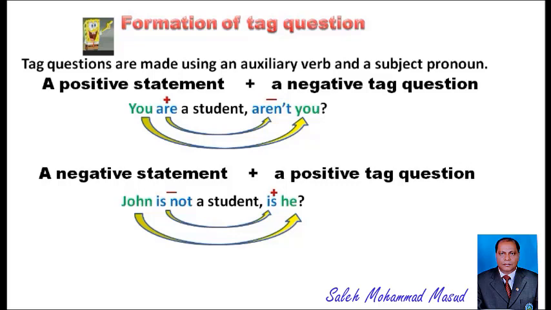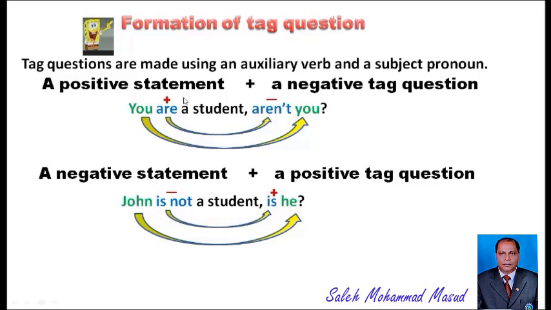Now look at the chart carefully. Here I will discuss the basic rules of the formation of tag question. First, remember that tag questions are made using the auxiliary verb and the subject. To make a tag question, we cannot use noun. We have to use pronoun instead. Remember that if the statement is positive, we have to use negative tag question. And if the statement is negative, we have to use positive tag question.